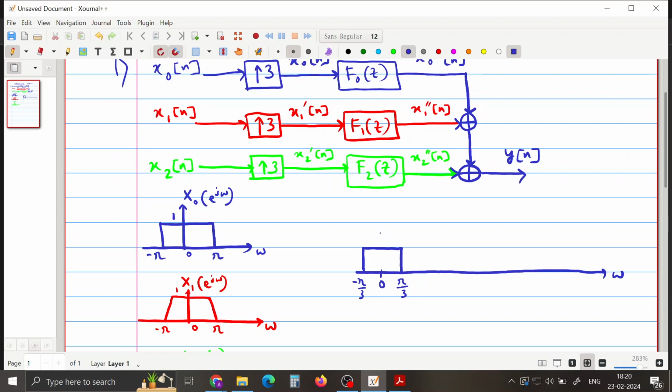So this is how the magnitude spectrum of f2 of e power j omega would look. This height could be some constant k or whatever, we don't know. This height is unknown to us, so I'll not mention it because it is not given in the question. So this is f2. What about f1? f1 is also similar, but it is centered at 2 pi by 3.